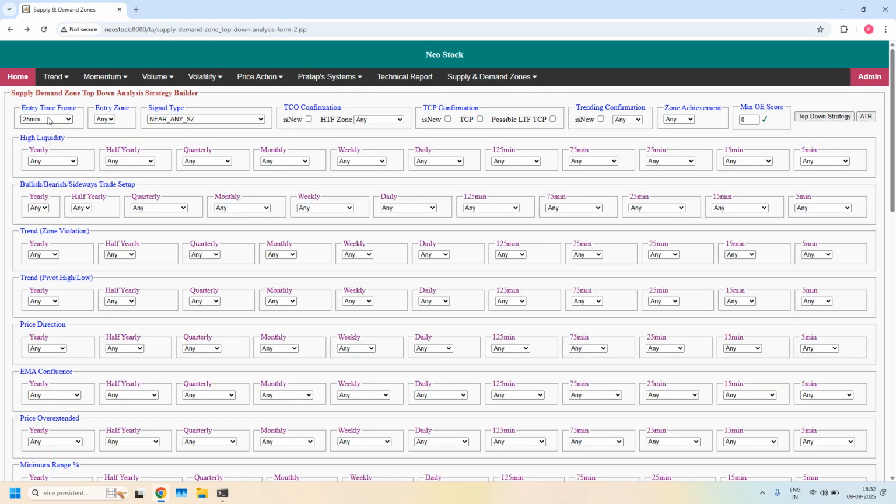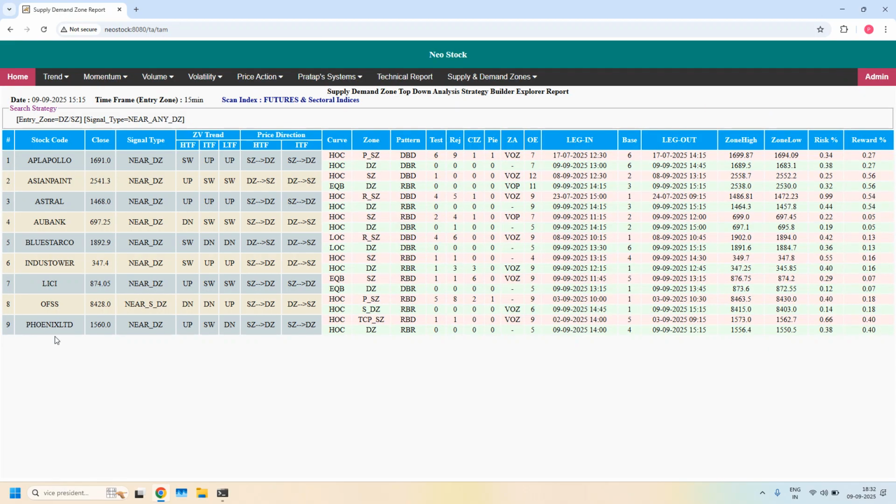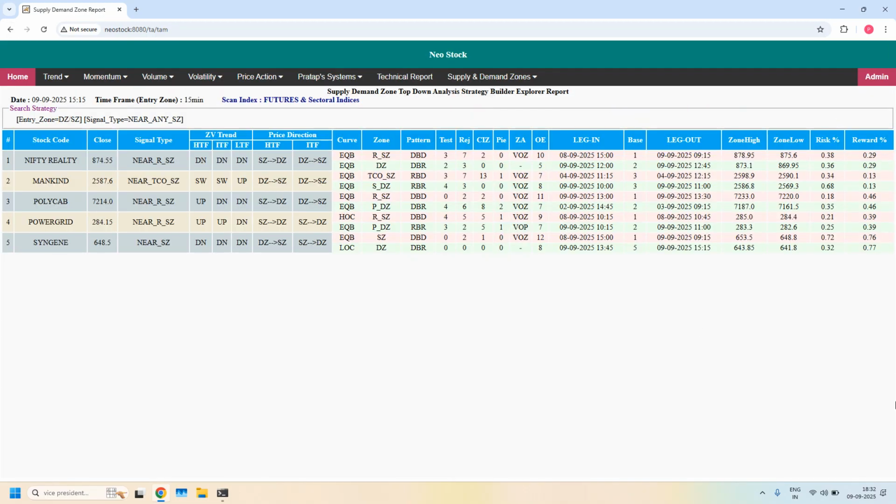Next time frame is 15 minutes. Stocks near to the 15 minutes demand zone, we got 9 stocks. Next, stocks near to the 15 minute supply zone, we got 5 stocks.